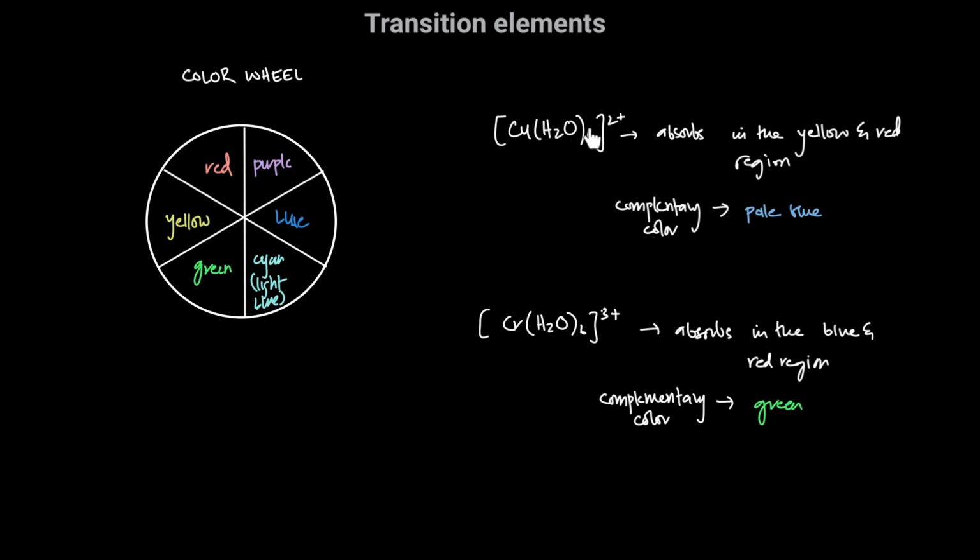In the case of copper 2 plus ions, they absorb in this orange region between red and yellow, so the observed color is somewhere between light blue and blue. Similarly, for chromium 3 plus aqueous solution, absorption is in the red and blue region, so the observed color is directly opposite that. That's the color of the solution, the complementary color, which is going to be green.